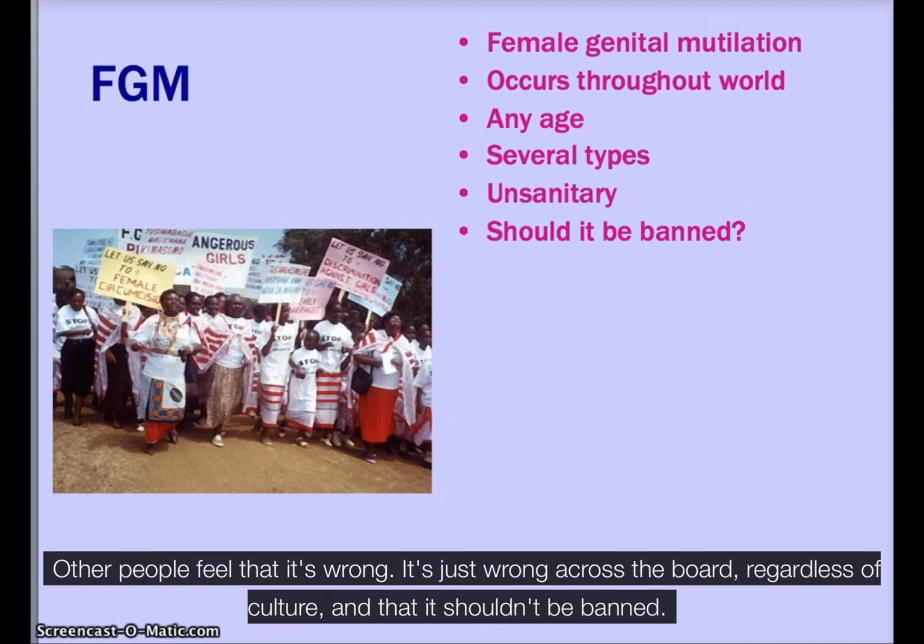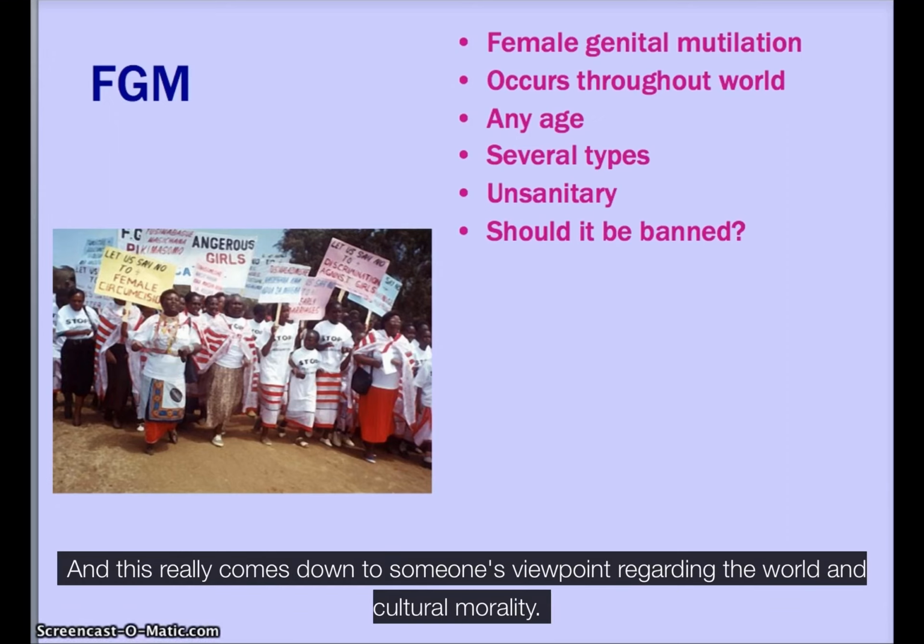Other people feel that it's wrong. It's just wrong across the board, regardless of culture, and that it should be banned. And this really comes down to someone's viewpoint regarding the world and cultural morality.